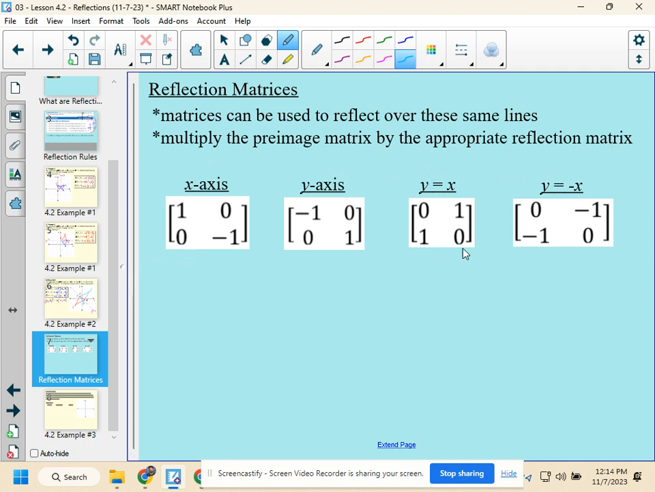This will also be given to you. You don't have to memorize these. It's a bunch of zeros and ones and negative ones. It's those same 4 lines: the x-axis, the y-axis, y equals x, and y equals -x. It's just a different method as to how to do those reflections. So obviously, pause and add those to your notes. Let's set up and show how we do that. That's the last part of this.